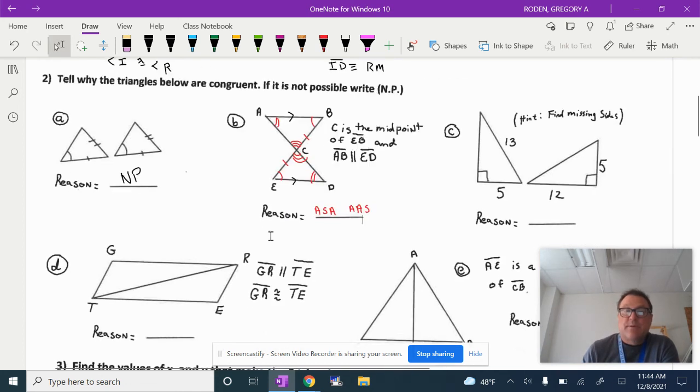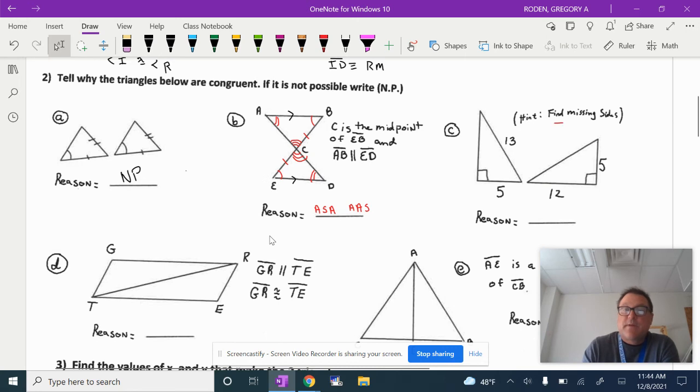All right, so the next one. This says hint, find the missing sides. Well, guys, these are both right triangles. So we would use the Pythagorean theorem of a squared plus b squared equals c squared. Right away, let's just make sure before this, you cannot say that these two triangles are congruent because what do you have? You have a side and you have a right angle, but you don't have a hypotenuse that's congruent to a hypotenuse. So what you need to do is find the missing sides.